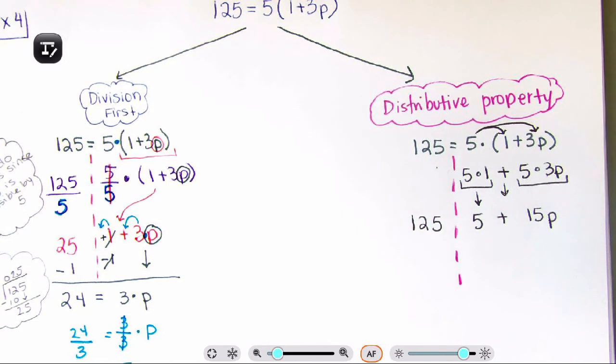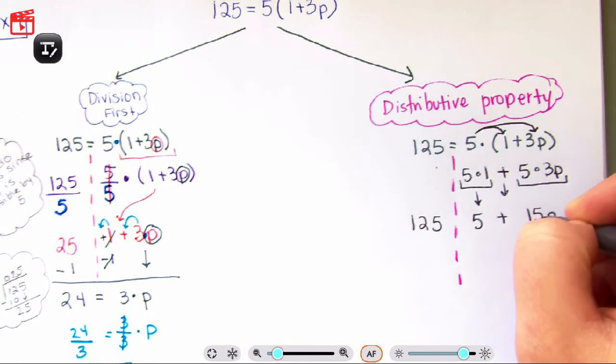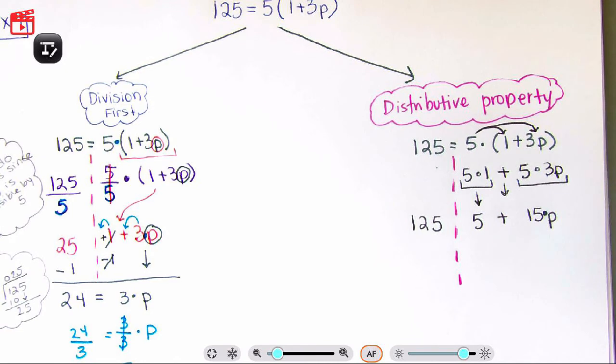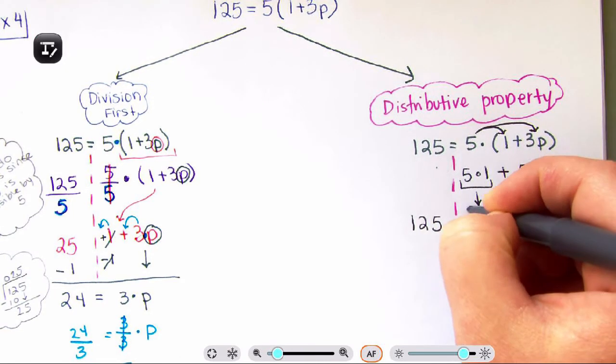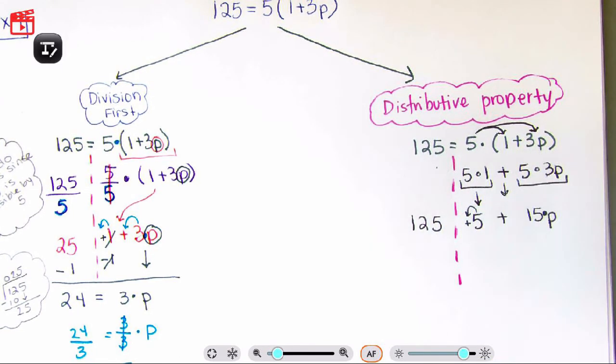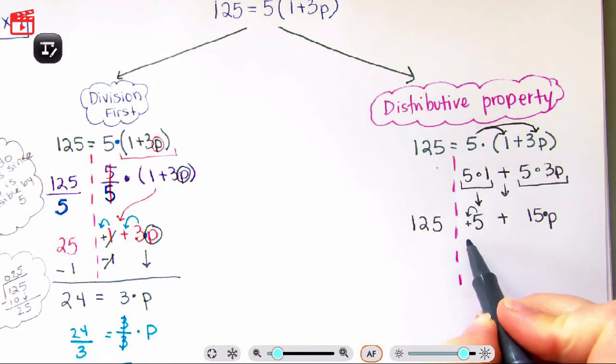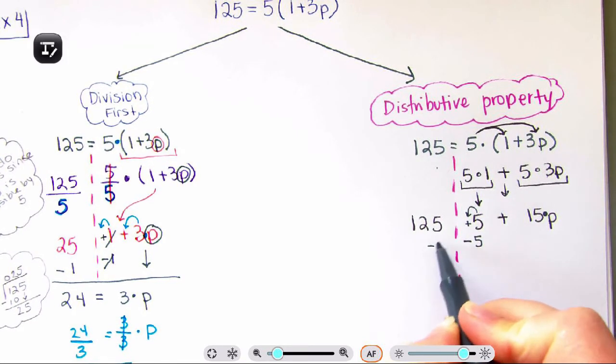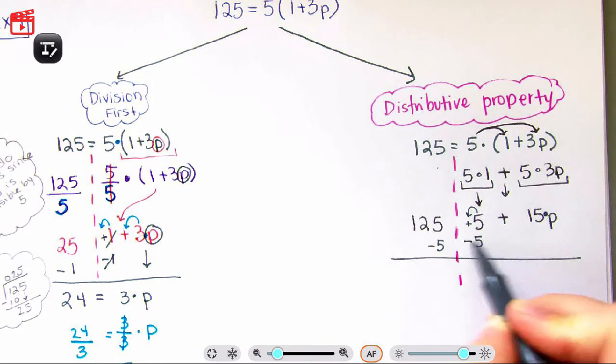And now we're back at step number 2. Look at each section and combine your variables. So there's nothing to combine. I have a 15 attached to a p by multiplication, so we can't do anything there. I have a positive 5 here. I have a 125, so can't do anything. So now we're back to our original step number 4, undoing things. So this one here, I'm going to undo by subtracting 5.